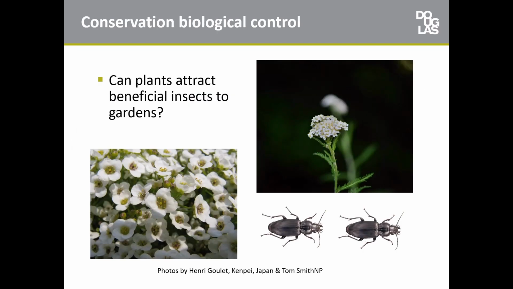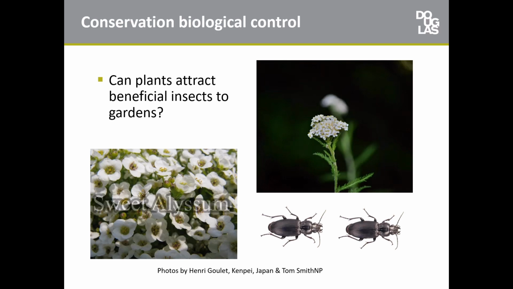The third method in biological control is called conservation biological control. And here what we're trying to do is modify the habitat in and around agricultural plantings or gardens in order to attract beneficial insects into the gardens. And certain plants seem to be very attractive and useful for some of these insects.